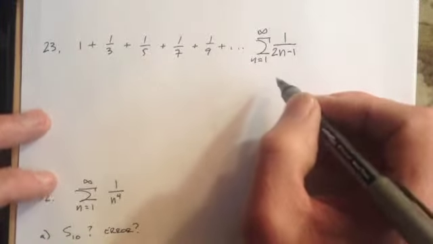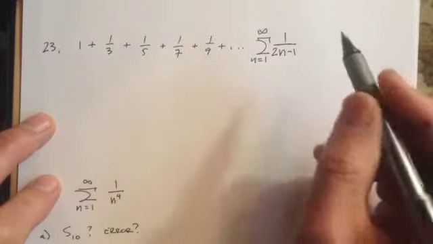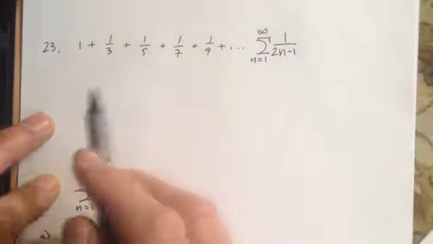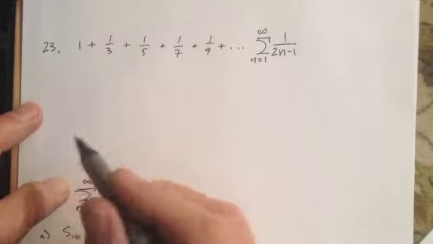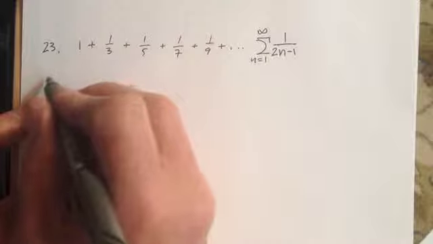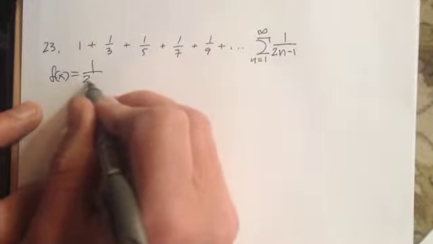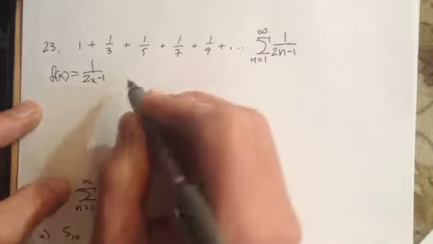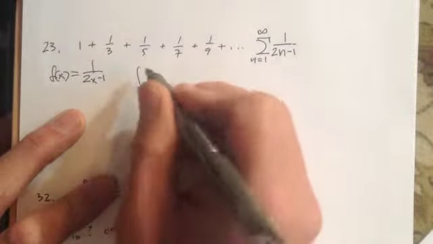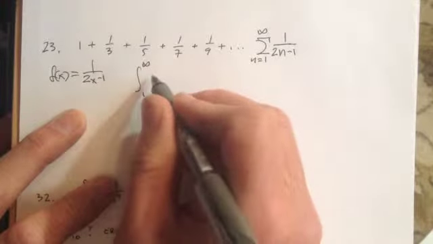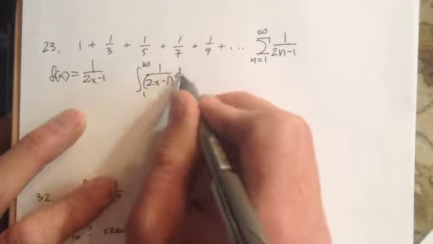Well, we can do this with an integral test easily. We could also simply think about it by comparison. I think I'll just do one more of these by the integral test. In this case, we've got a function f of x equal to 1 over 2x minus 1. So the integral will be from 1 to infinity of 1 over 2x minus 1 dx.